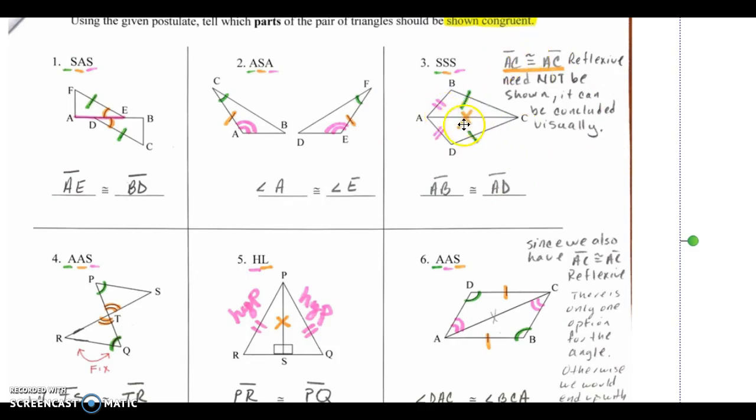It did not need to be given to us, but it also doesn't need to be shown because you can figure it out. It could be concluded visually. In other words, it's obvious. However, if I wanted to prove side, side, side, I would have to take the given information here, the green, combine it with this reflexive property. They needed to tell us that BA is congruent to AD.